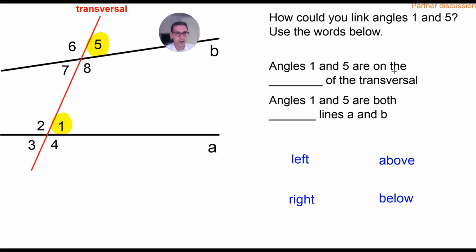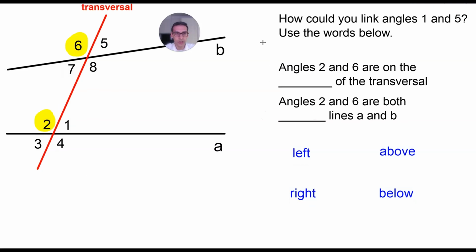So it says angles 1 and 5 are on the blank of the transversal. So they're both on the right hand side. So we know that the first thing we want to write here is on the right. And it says angles 1 and 5 are both blank lines A and B. So above or below. Well, if this is line A and B, you can see clearly that they are both above. So they're both to the right and they are both above.